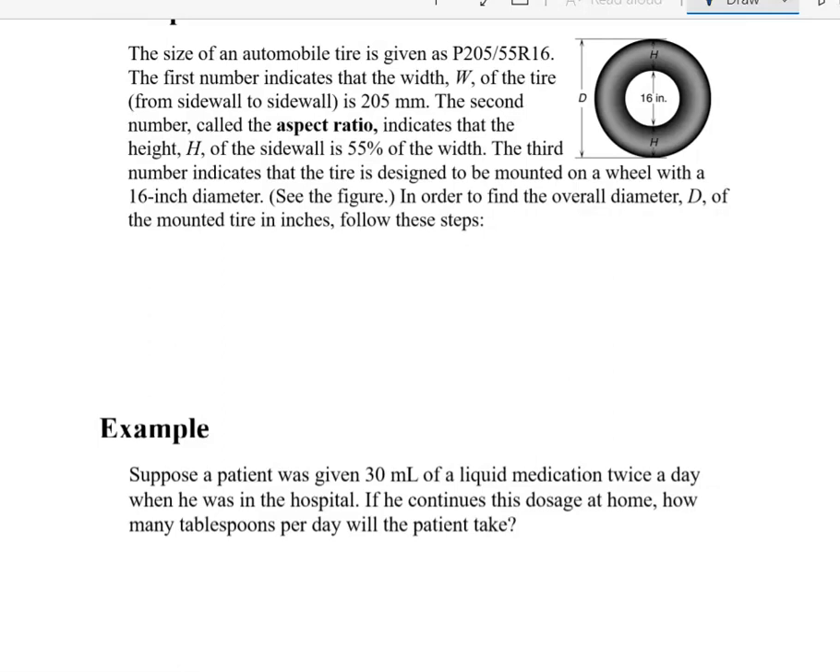Okay. The size of an automobile tire is given as P205/55R16. The first number indicates the width of the tire from the wall to the sidewall. It is 205 millimeters. The second number, called the aspect ratio, indicates that the height, h, of the sidewall is 55% of the width. The third number indicates that the tire is designed to be mounted on a wheel with a 16-inch diameter. In order to find the overall diameter of the mounted tires in inches, follow this step.